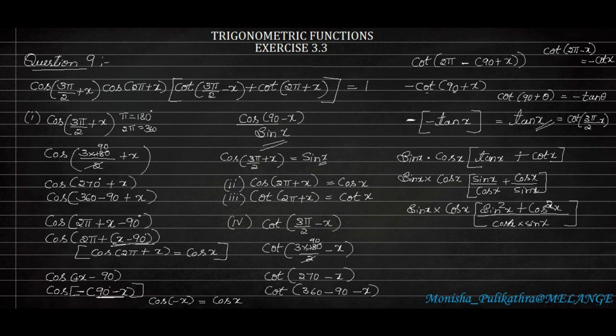Okay. So here it is into cos x into sin x. Here also cos x into sin x. So both will get cancelled. So remaining is sin square x plus cos square x. In trigonometric functions, there is an identity called sin square theta plus cos square theta is equal to 1. Therefore, sin square x plus cos square x is equal to 1. So hence proved. I hope you understood this.